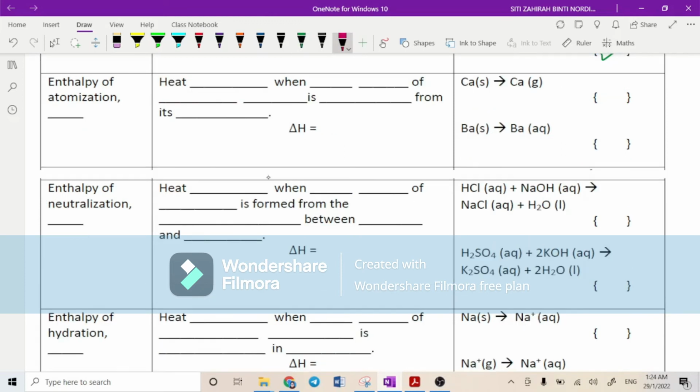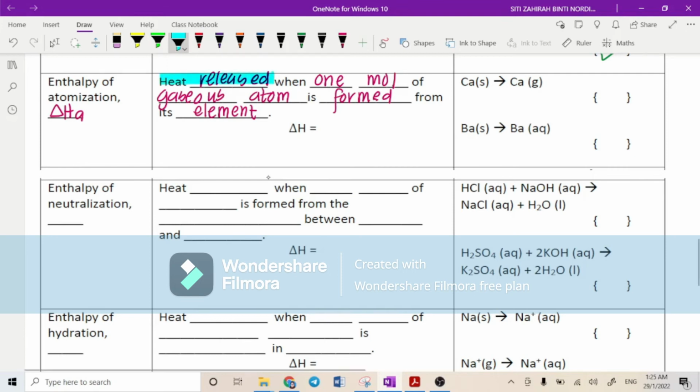Third is the enthalpy of atomization, delta H. It is the heat release when 1 mole of gaseous atom is formed from its element. So we're going to highlight the important words, which are heat release. So the delta H would be negative always. And what we need to keep is 1 mole. 1 mole of gaseous atom is formed.